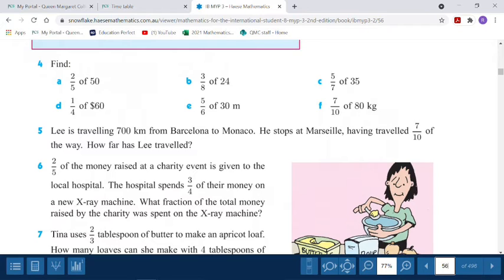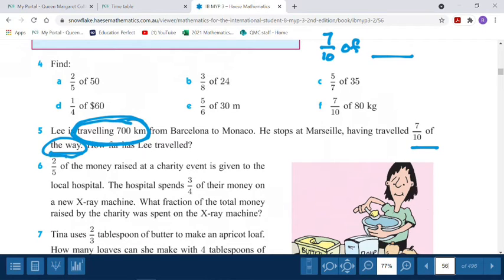Lee is traveling 700 kilometers from Barcelona to Mexico. So he's traveling 700 kilometers. Do you agree? So we have a whole number, he's traveling 700. He stops at Marseille, having traveled 7/10 of the way. Well, because it says 7/10 of the way, we need to see, is that 7/10 of what we know? Well, what do we know? Which is how far he's going, isn't it? Which is the same as saying the way. The way literally means how far you're going.